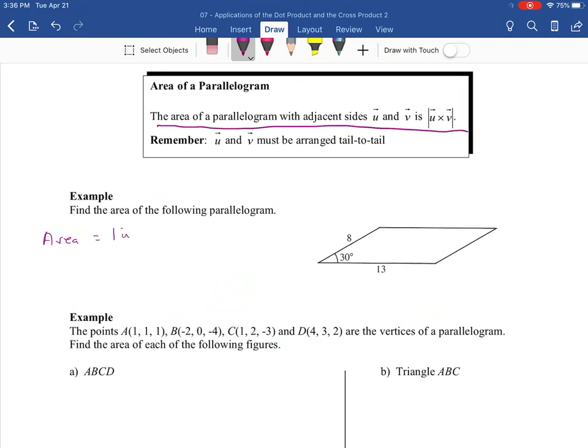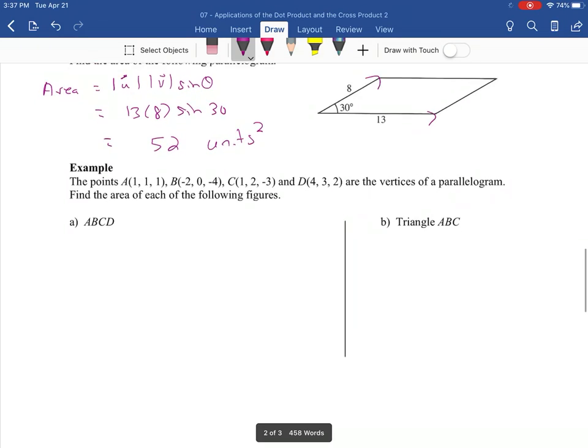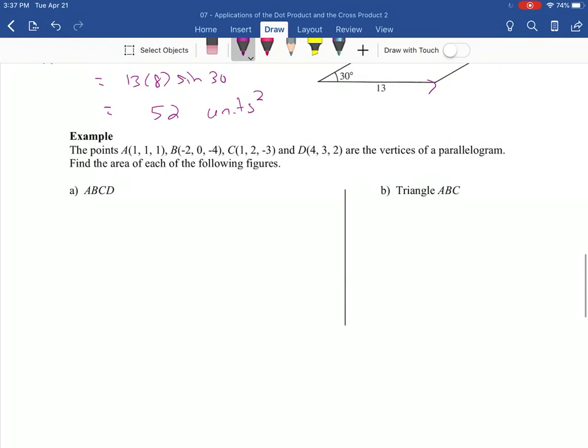So it says find the area of this following parallelogram. Well, what we will do to find the area is magnitude u, magnitude v, times sine theta, the angle between them. So it's 13 times 8 times sine 30. I'm using that as my u and that as my v. And when I multiply those together, I get 52. Units weren't given in this question, so whatever they are, units squared.